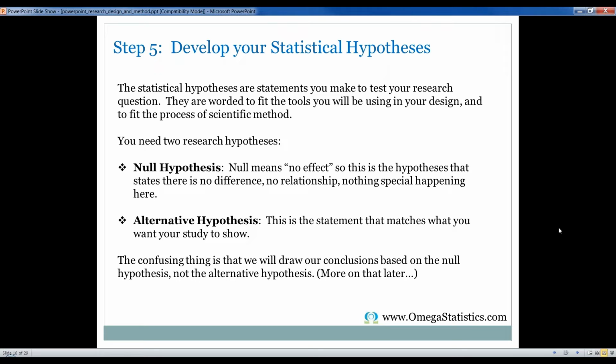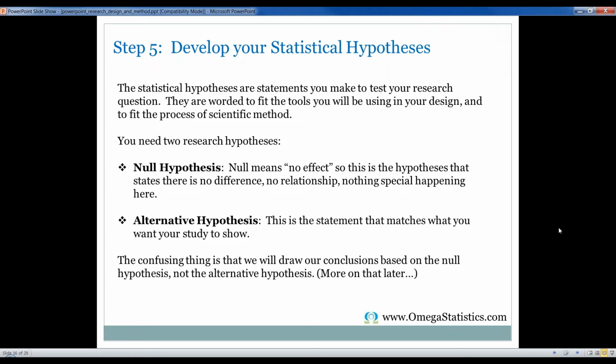And as I'm saying down here at the bottom, the confusing thing is that we will draw our conclusions, our confusions, yes, we're going to draw our conclusions too, and our confusions, based on the null hypothesis. I'll tell you, when I was an undergrad, I don't think it was until my junior year that I really wrapped my head around that we test a null hypothesis. It just drove me crazy that it just didn't make sense. But we'll talk about it a little bit more later.